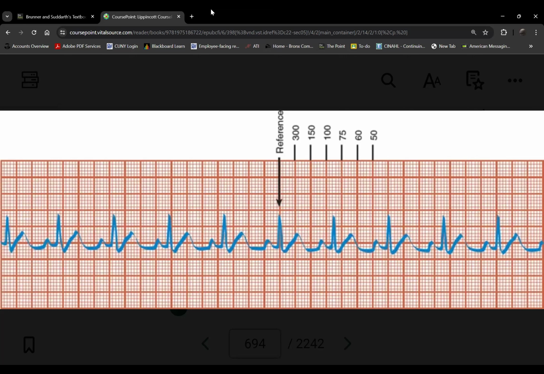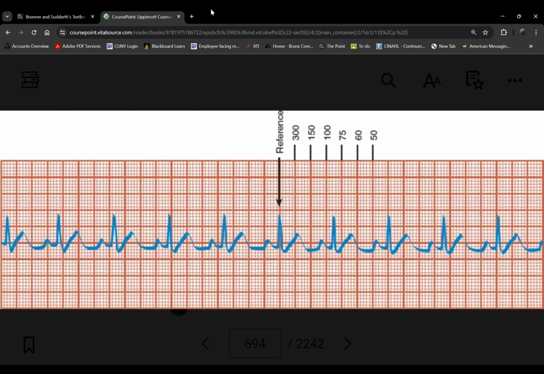Is it really 80? No, because I only need one small box here, and this is now 8. That means I still have enough time here. I have about 9 small boxes to spare. So is this really 80 or 80 something? It's 80 something. Okay, so that's the first method.